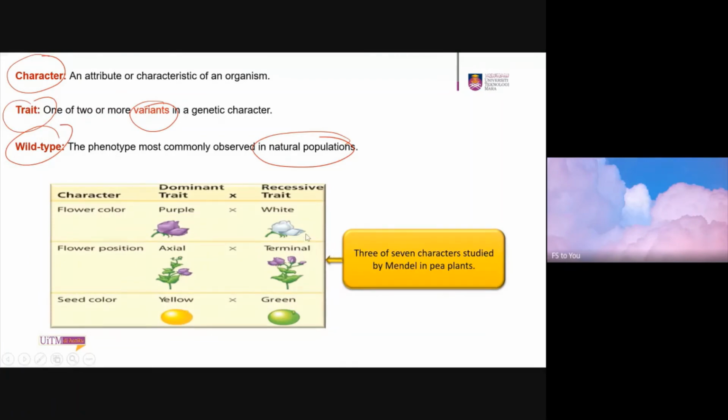So ini contohlah untuk the 7 characters studied by Mendel. Ini adalah contoh untuk 3. Character flower color, dia punya trait either purple or white. Dominant trait is purple, white trait is recessive. Flower position adalah karakter, dia punya trait axial or terminal. Seed color, the dominant trait or recessive trait, yellow or green, contoh. Okay.